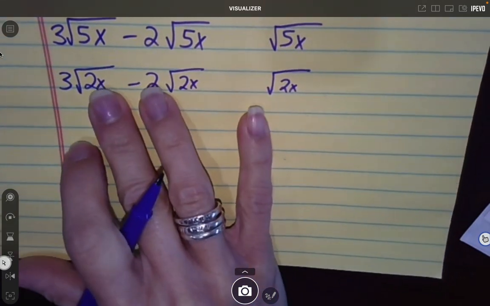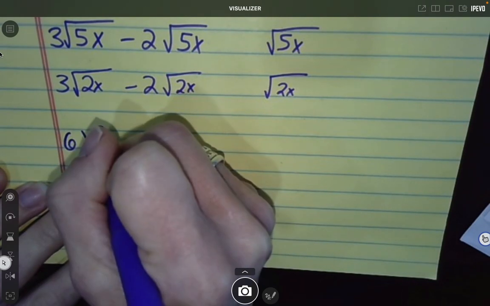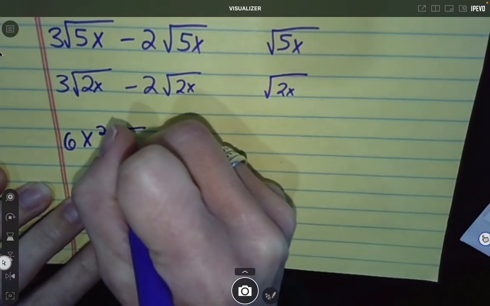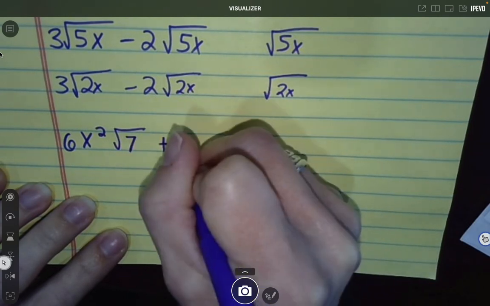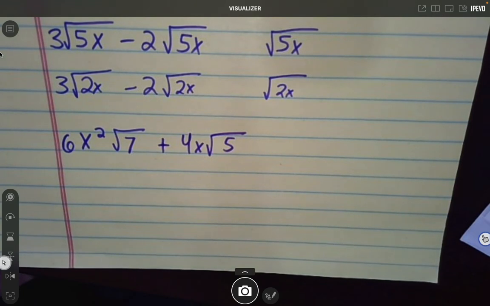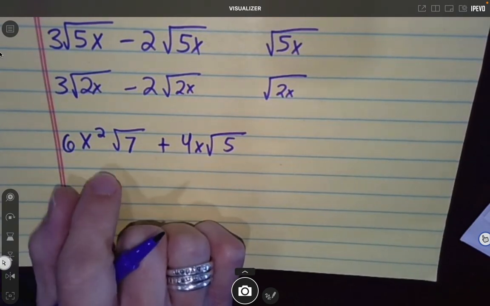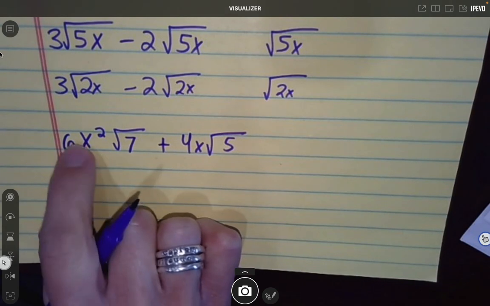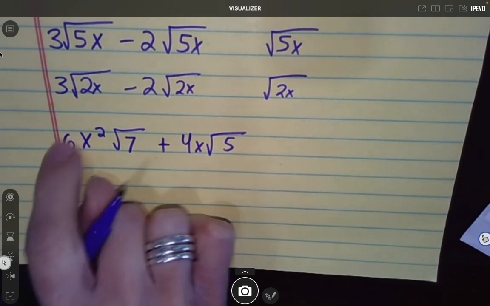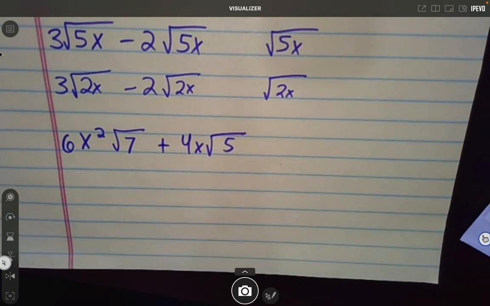Okay, so what about if I have 6 times the square root of 7, and that's an x squared, and then I have 4x squared of 5. Can I combine these? No. One's a square root of 7 and one's a square root of 5. See how they don't match? Only if the root matches, okay? If the number underneath the square root matches, or like the x, all of it.